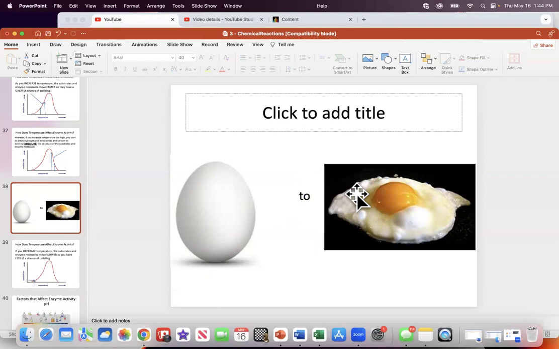And it also helps to destroy the bacteria inside, if you have bacteria. That's why we cook the food, because bacteria are also proteins. So it helps you denature the bacteria's proteins. So it destroys the bacteria. And that's why we cook the food.